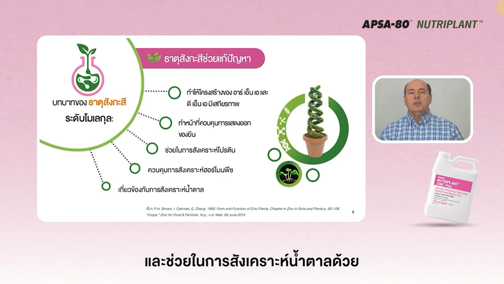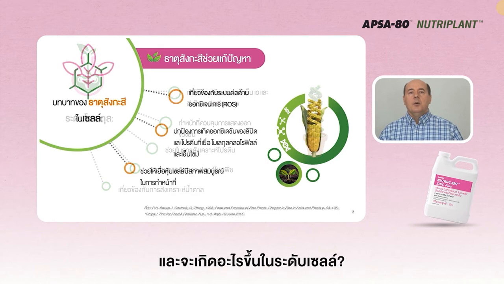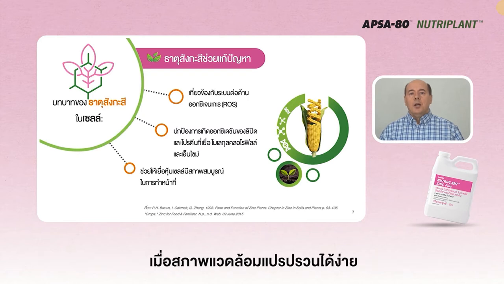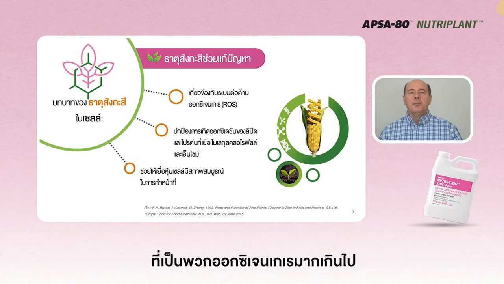Zinc is very important for sugar formation. With a limited amount of zinc, the sugar formation will be reduced. So what is happening at the cellular level? I mentioned earlier that plants can be more susceptible to stress due to the low zinc concentration and therefore higher overproduction of the reactive oxygen species.